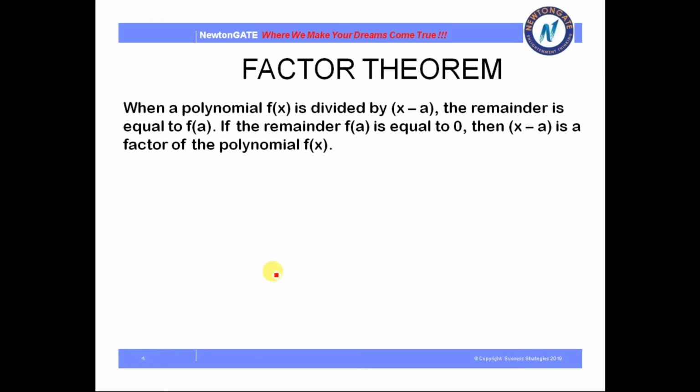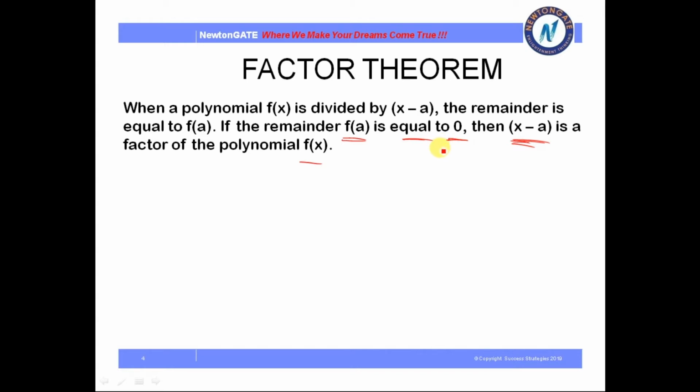So the factor theorem says that if a polynomial f(x) is divided by x minus a, it leaves a remainder f(a). But if the remainder f(a) is equal to 0, so we saw in the first example that the remainder was 0, then x minus a is a factor of the polynomial f(x). So if there is no remainder, that is f(a) is equal to 0, then we can say that x minus a is a factor of the polynomial f(x).